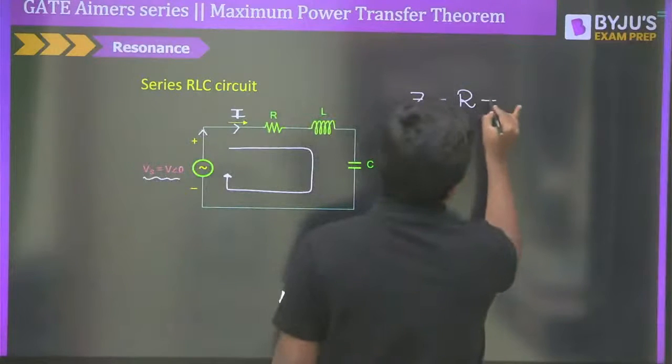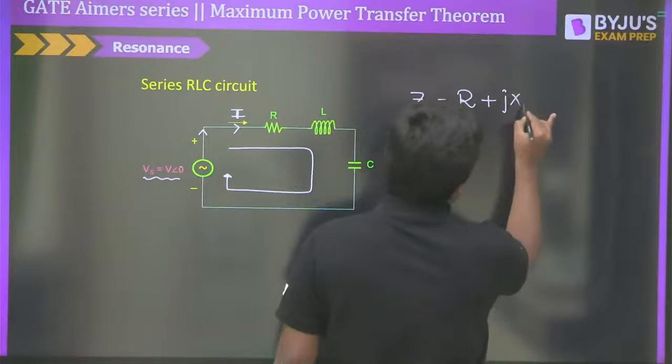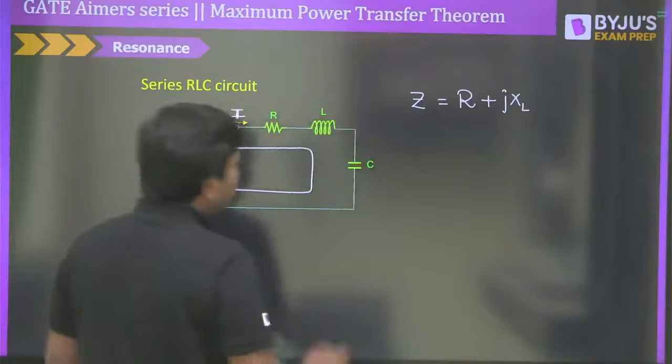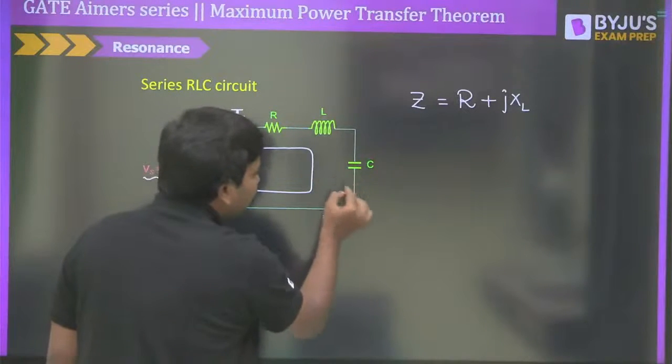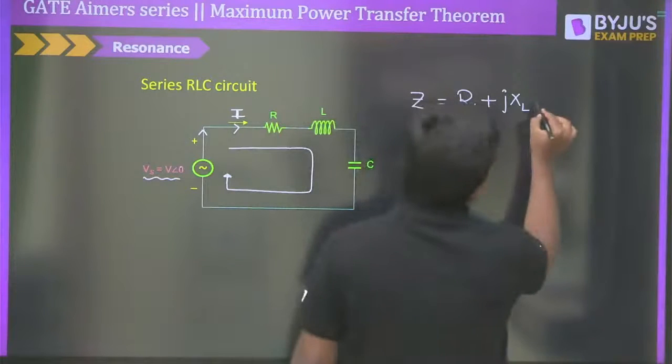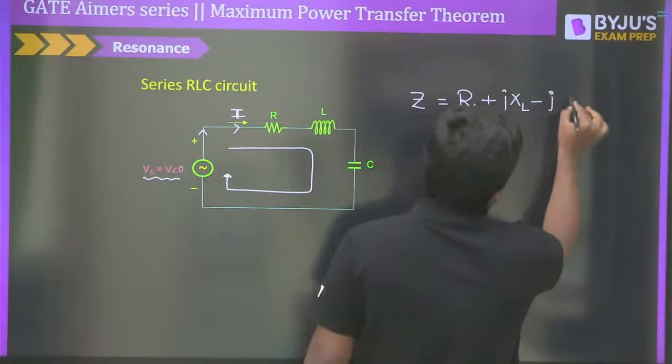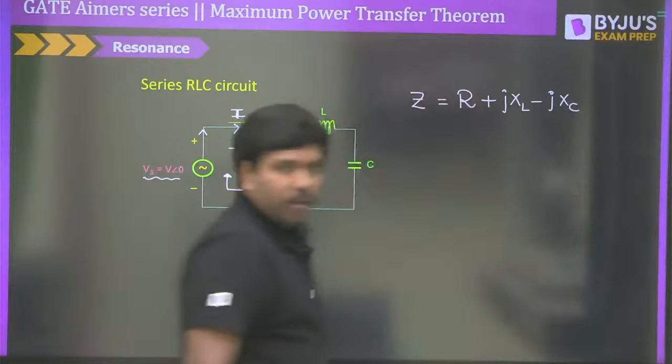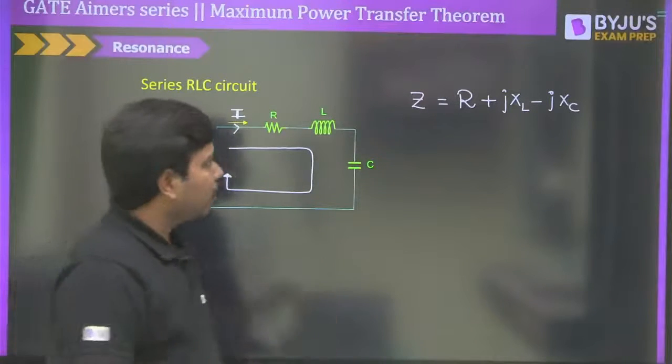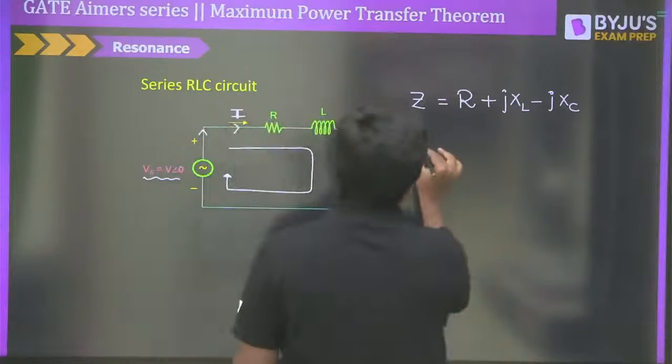So let me say this is going to be plus j times XL here, and then one must understand that this is C. So it has to be like minus j times XC here, correct? Minus j times XC. Relax and go ahead, right?